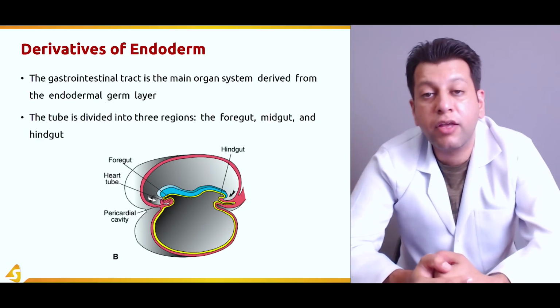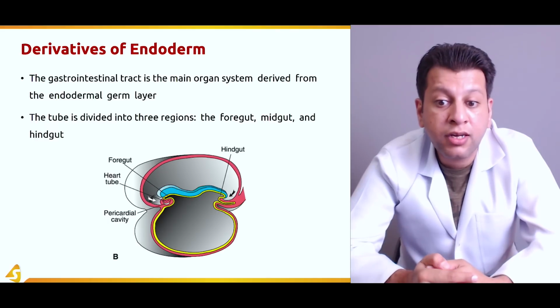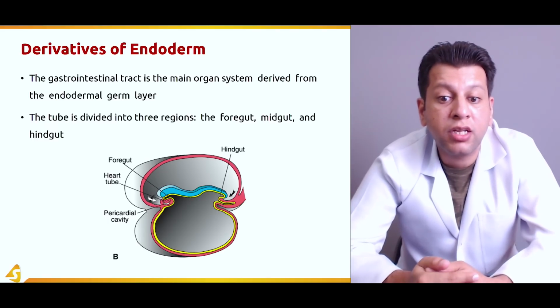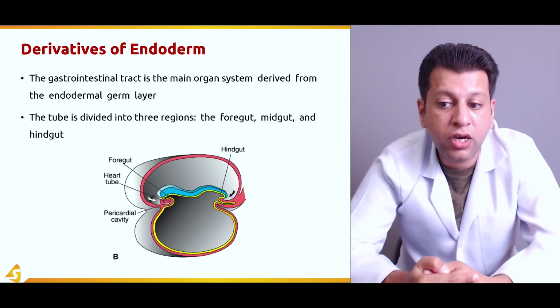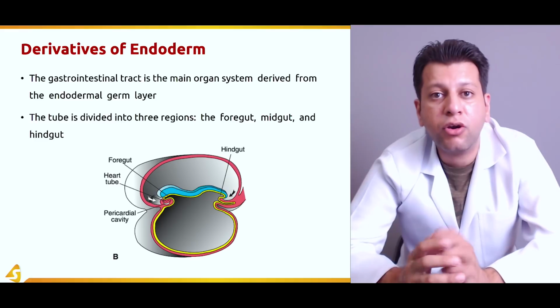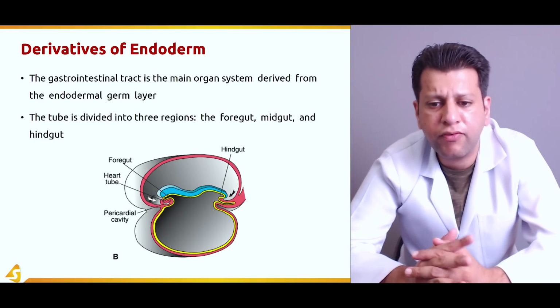Coming to the derivatives of endoderm, we are left with one thing now. The gastrointestinal tract is the main organ system derived from the endodermal germ layer. The tube is divided into three regions: the foregut, midgut, and the hindgut. And how the differentiation takes place, we will be discussing in different lectures.